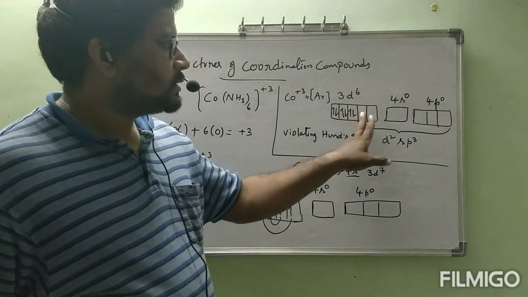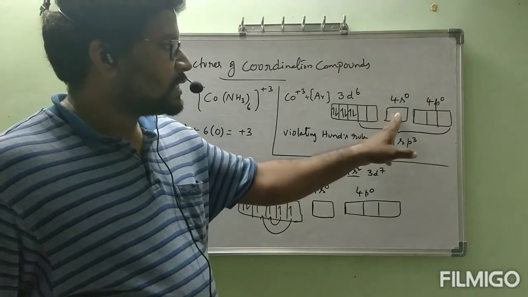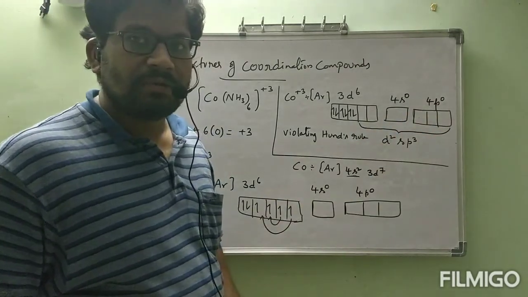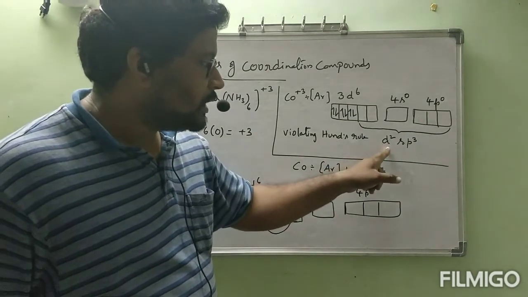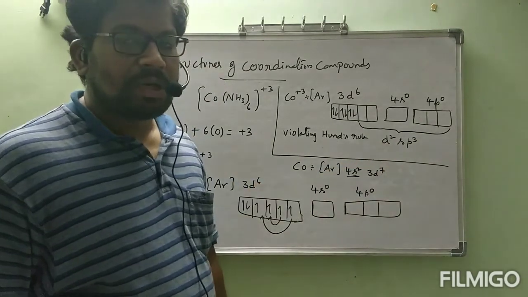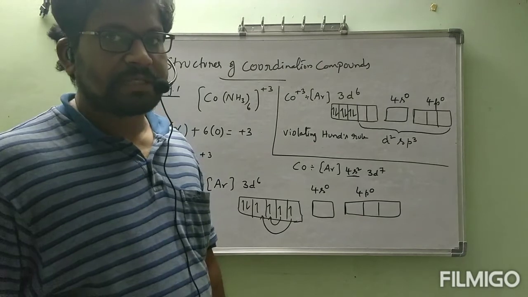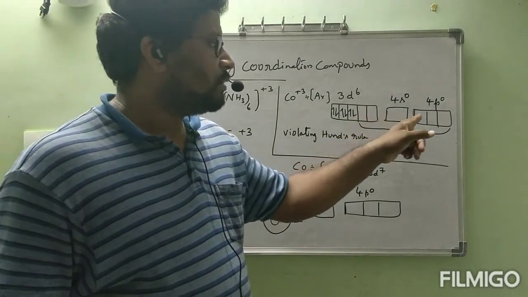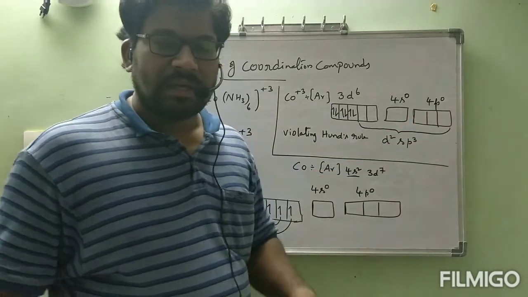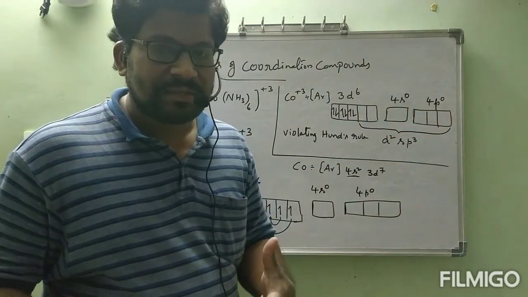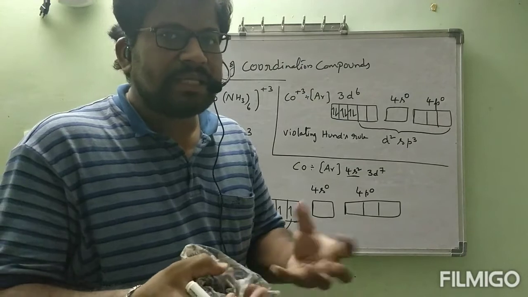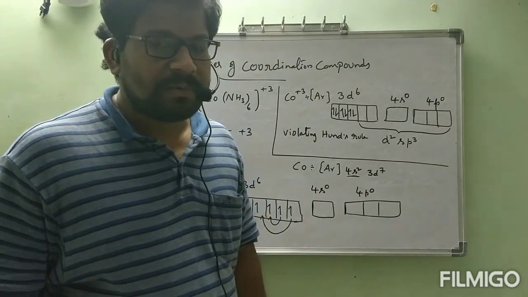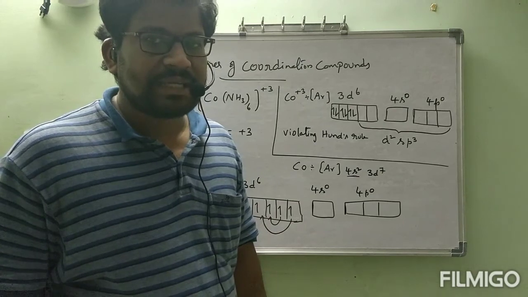Two d orbitals, one s orbital, three p orbitals will undergo which hybridization? d2sp3. Totally how many orbitals are involved in hybridization? 6. 1, 2, 3, 4, 5, 6. They will be intermixed with each other, and they will be regenerated into 6 orbitals, a new set of orbitals which are identical in shape and size.